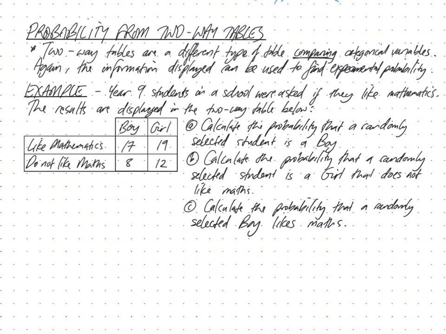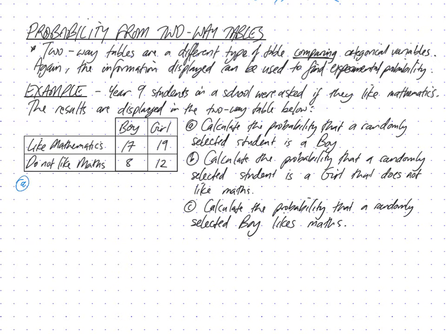So what a two-way table is, if you've got a variable horizontally, a variable vertically, so it's got gender and like and not like, or preference I would say that variable is. And so the intersections tell you when those variables combine. So that's telling you the number of boys that like mathematics is 17, the number of girls that like mathematics is 19, number of boys that don't like it is 8, number of girls that don't like it is 12. So it's pretty self-explanatory to read these tables, but it's important that you experience it. So let's answer these questions.